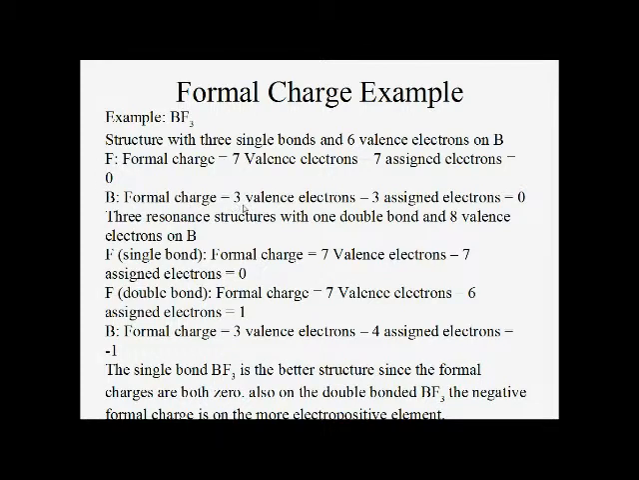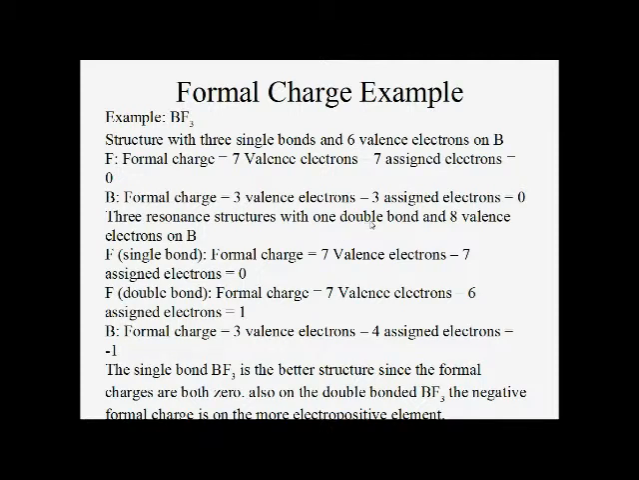For the boron, it has 3 valence electrons originally. In this case, we'll have 3 bonds. We're going to assign 1 electron from each bond to the boron, so that's a total of 3 electrons. So we have 3 valence electrons minus 3 assigned electrons for 0 formal charge.